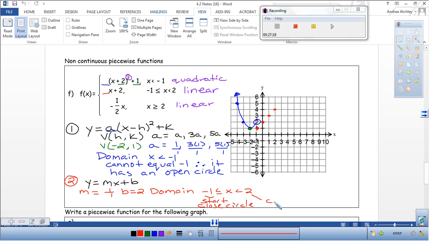So this is a closed circle. Not closed, sorry, an open circle, what am I saying? It cannot equal it, so it's open. And this is your endpoint for this function. So this line is only going to go from negative 1 to 2 and stop. And it should have an open circle right here, like this.